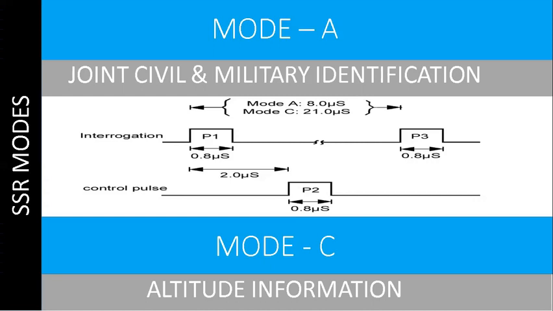Mode C uses the same 4096 code system as Mode A, but the framing pulses are at a different time separation. The P1, P3 timing is 21 microseconds. The request is for Mode Charlie altitude data. The reply pulses this time are created from an encoder on the aircraft altimeter, such that the transponder conveys the altimeter reading to the interrogator on the ground.